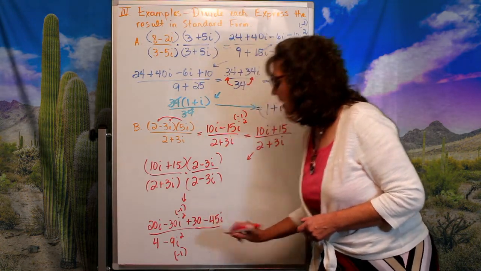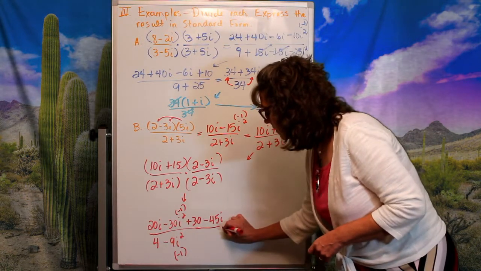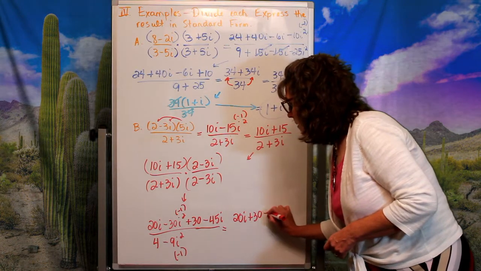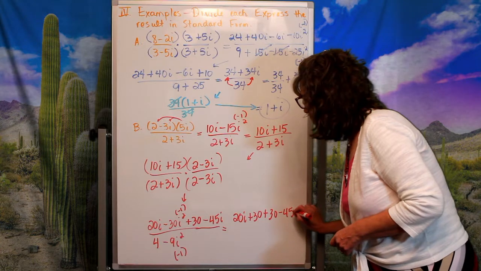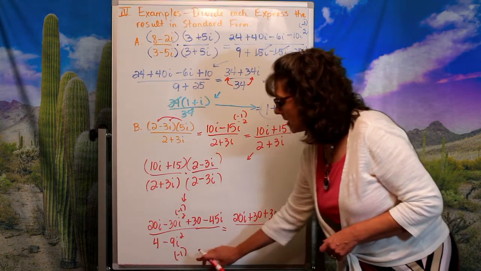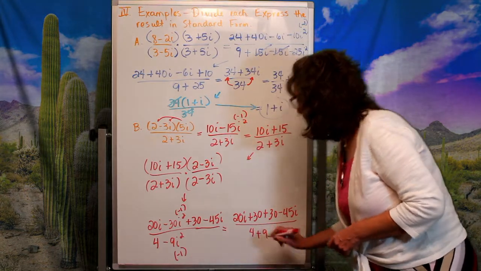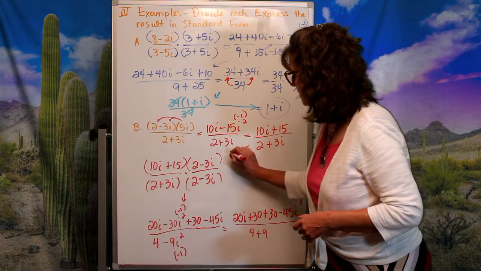So now I need to clean up all these i squareds. Negative 30 times negative 1 is a positive 30. So I have 20i plus 30 plus 30 minus 45i. And down here, a negative 9 times negative 1 is a positive 9. So I have 4 plus 9. And boy, I'm all over the place. I'm going to have to come up here now. I apologize for this mess.